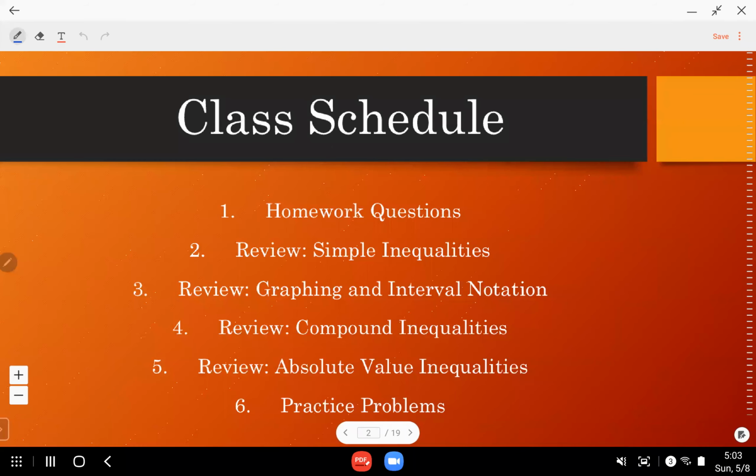All right, so this is our schedule for today. Since we had 4 lessons in unit 3, we'll be doing 4 reviews today, and of course we'll start with homework questions and end with practice problems. Your homework for today will also be 5 problems. Since today is a review class, instead of me teaching everything, I want everybody to interact more. I want everybody to participate.